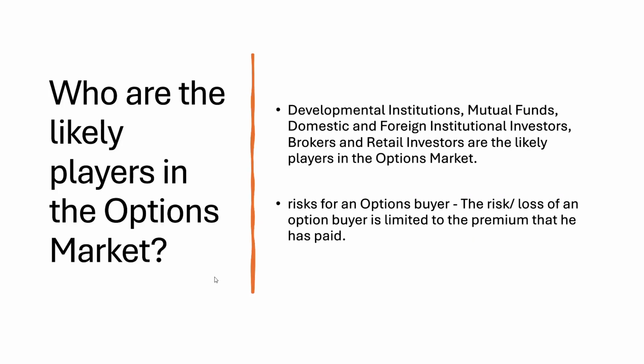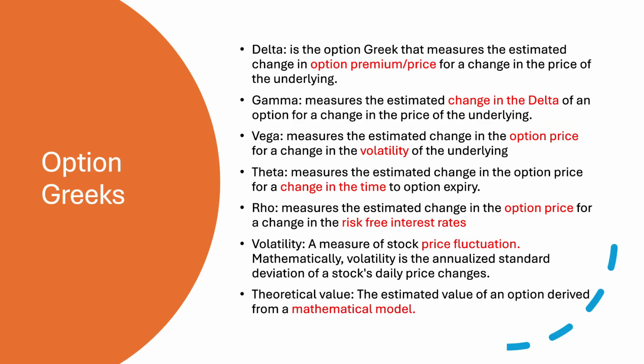And option Greeks, this is a very main concept. There are different types of option Greeks: delta, gamma, vega, theta, rho, volatility, theoretical value. All these are option Greeks. Delta is used to measure the change in option premium or price. Gamma is used to measure the change in delta. So understand the difference between gamma and delta: gamma checks the change in delta, but delta measures the change in option premium or strike price.